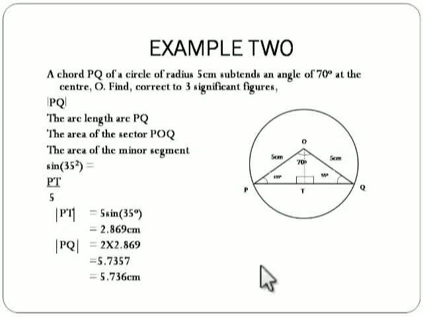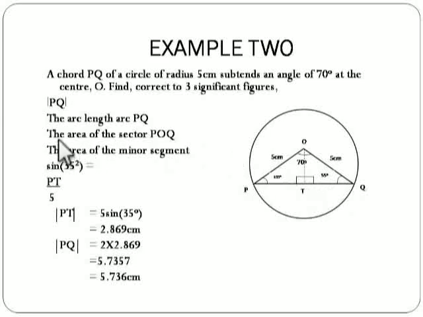Example 2. A chord PQ of a circle of radius 5 centimeters subtends an angle of 70 degrees at the center O. We are to find, correct to three significant figures, the length of PQ, that is the chord.